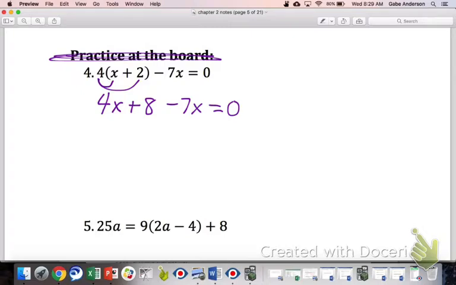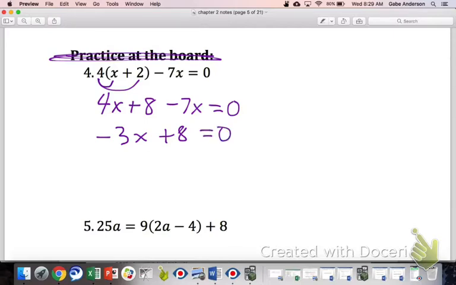Now that you've done the distributive property, do you guys see how there's two different terms with an x? What would you imagine we'd do? Combine them, right? You can add the like terms up, so let's add them up. What is 4x combined with negative 7x? Negative 3x, right? Remember, we add our like terms, we add the coefficients, and we leave the variable as is. So I'm going to write this as negative 3x plus 8 is equal to 0.